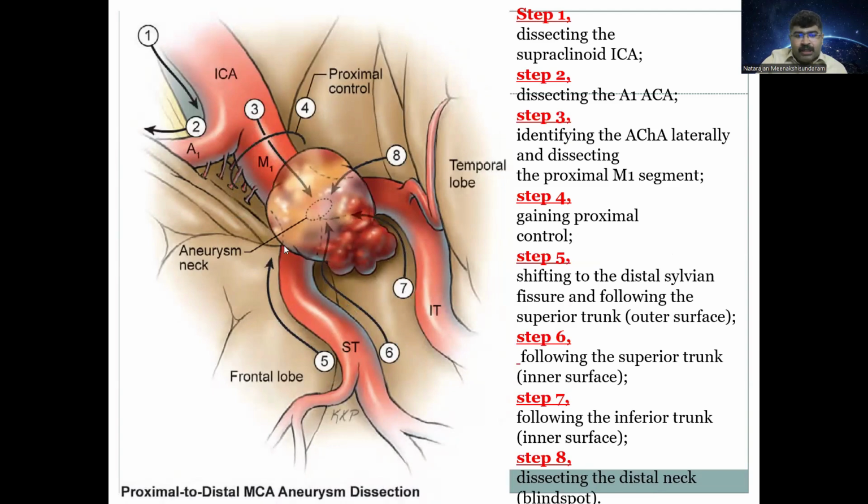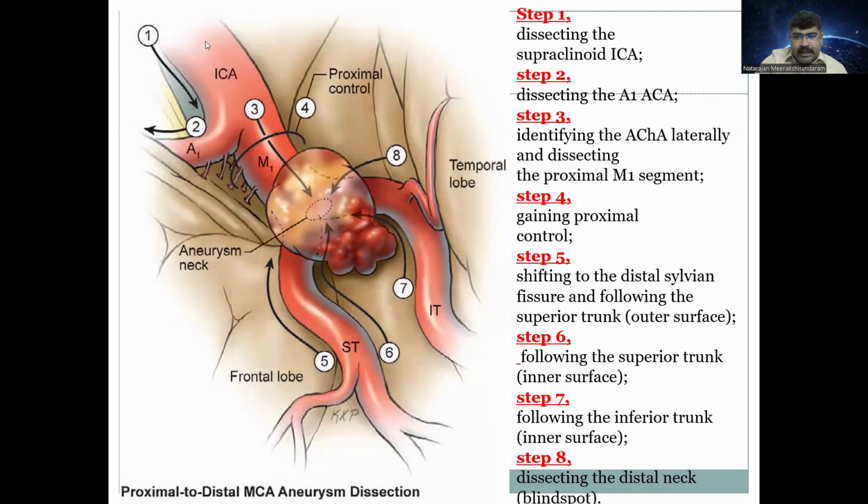You can also have a proximal to distal MCA approach. That is, first dissect the free areas. That is the safe margin for dissection: the medial border of the ICA and the inferior border of the A1 ACA, where there will be no branches or lenticulostriate arteries. So these are completely safe areas for dissection.